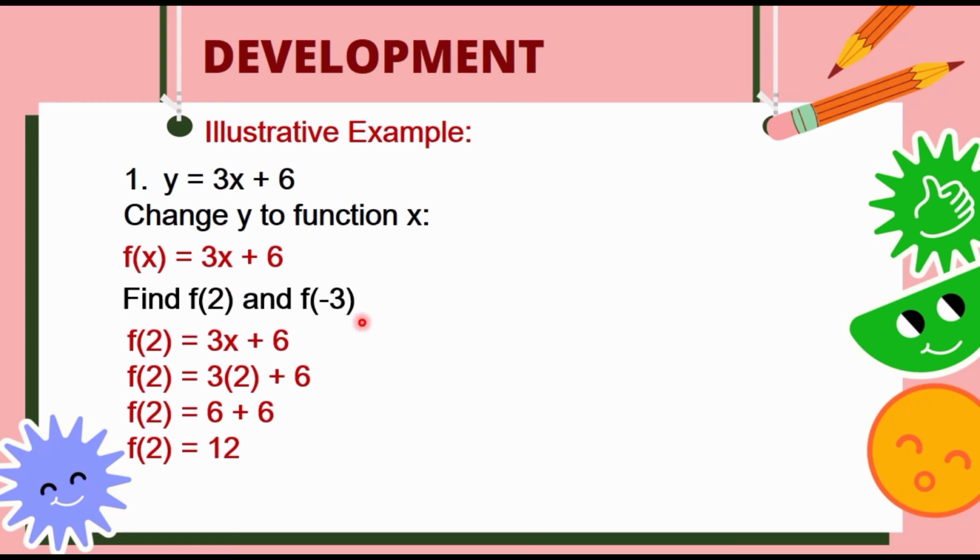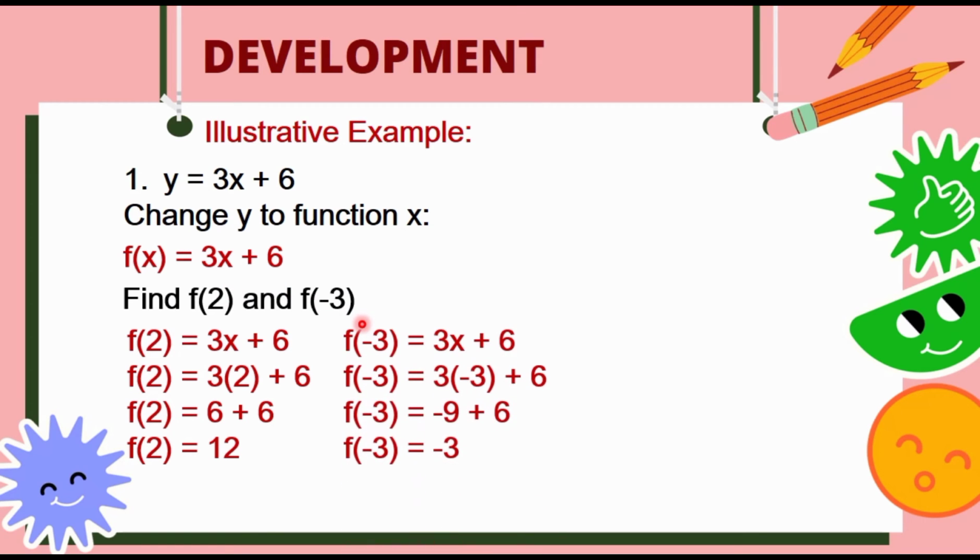Let us have f of negative 3. Okay, let us substitute again. F of negative 3 is equal to 3x plus 6. Substitute 3. The value of x is negative 3 plus 6. We have 3 times negative 3, negative 9 plus 6. We have negative 3. So therefore, f of negative 3 is equals to negative 3. So, as easy as that. Ganun lang ang gagawin natin. We just need to substitute that to our function notation. But don't forget to rewrite that in slope-intercept form. But, if it is already written in slope-intercept form, wala na kayong gagawin kundi i-change na siya into function x.